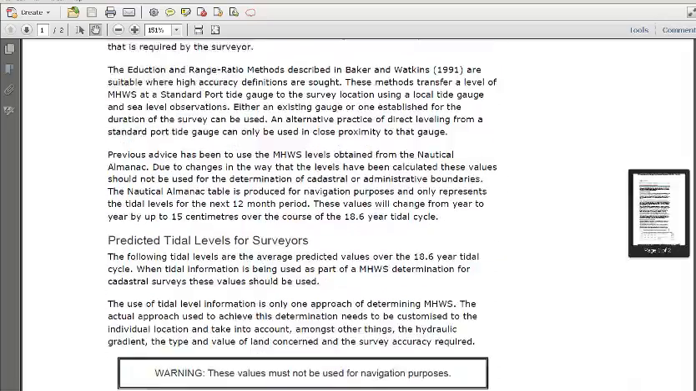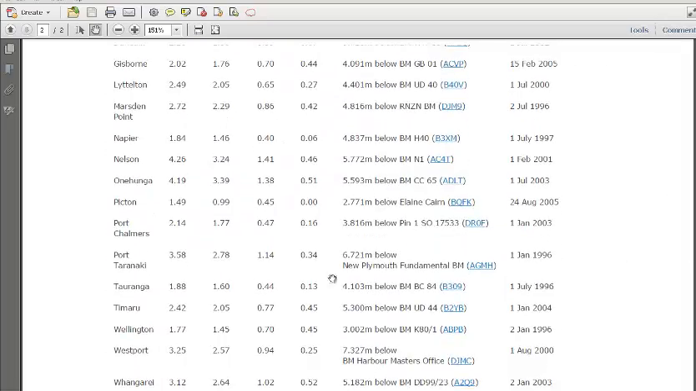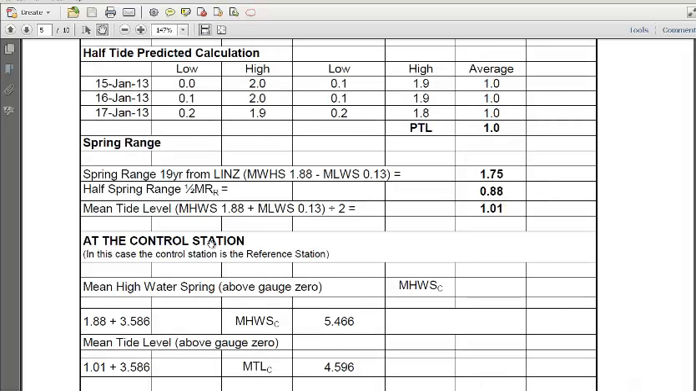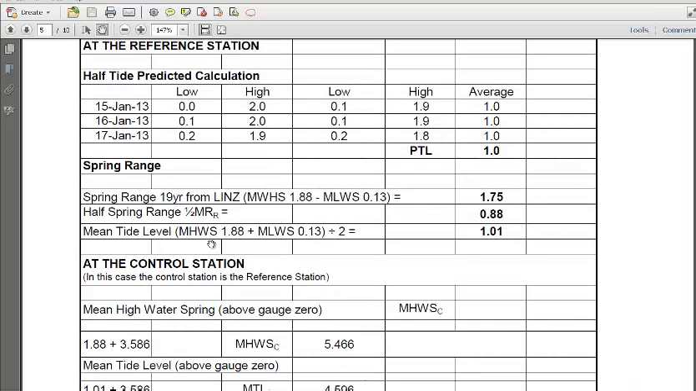And if we just scroll down a little bit here just to look at the Tauranga data, we can see we've got a mean high water springs of 1.88 and a mean low water springs of 0.13. So back to our calculation, we can see here that we can calculate the spring range, again using that data, the half spring range of course, and then the mean tide level.